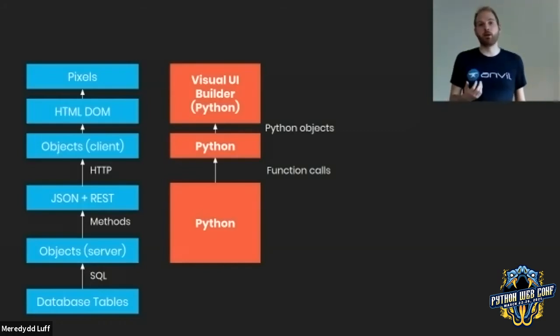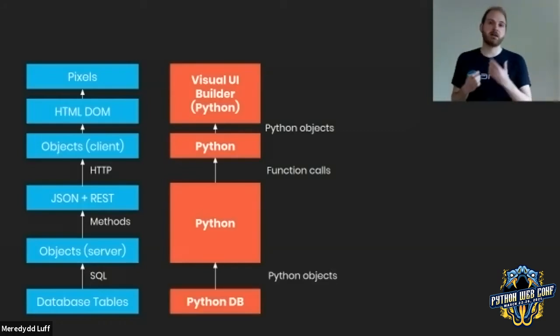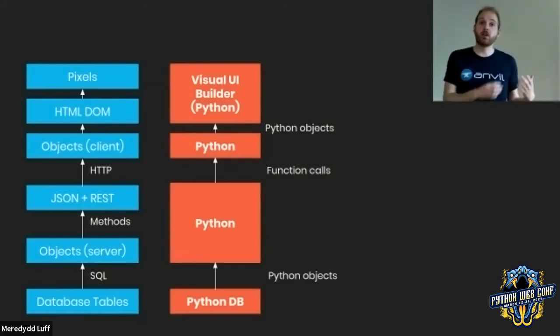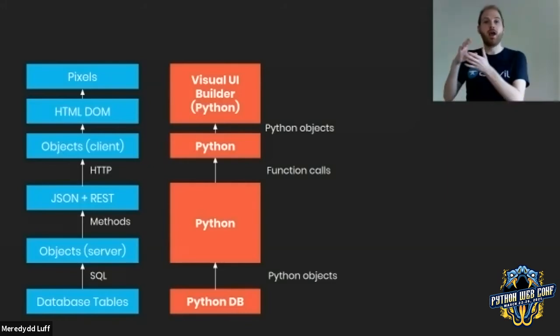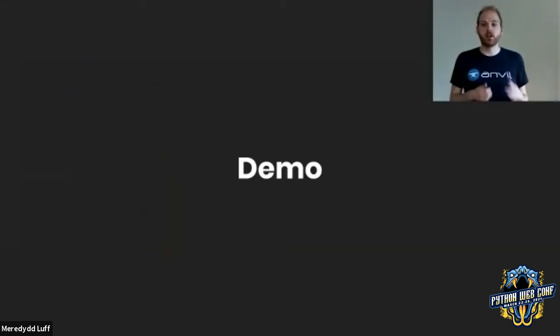And we even built a Python object-shaped database layer so that you can pass rows from your database all the way from the data store to the code that's driving your UI without changing its representation, which means without changing the abstraction you're using. So that's the theory. Let me show you what that looks like in practice.